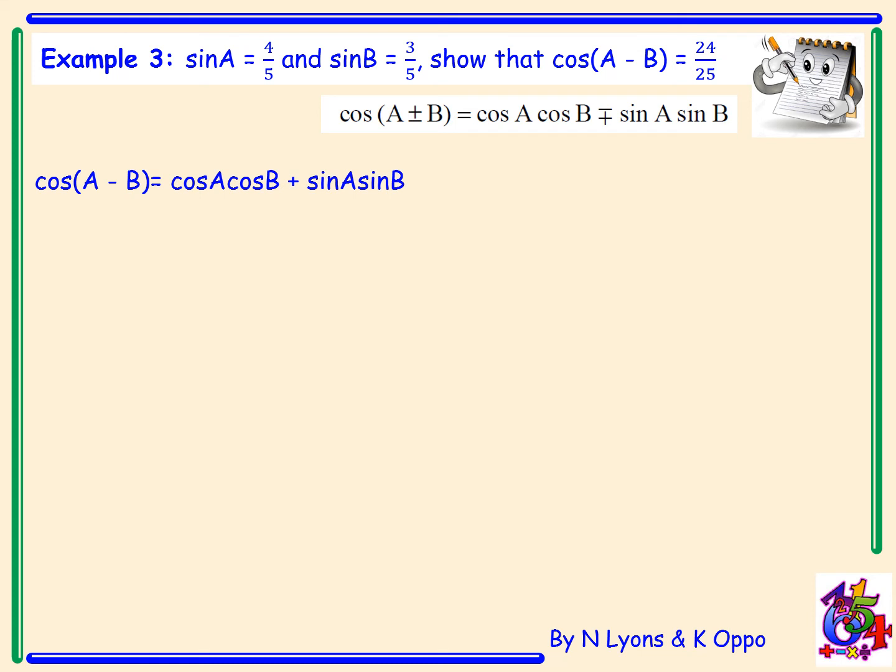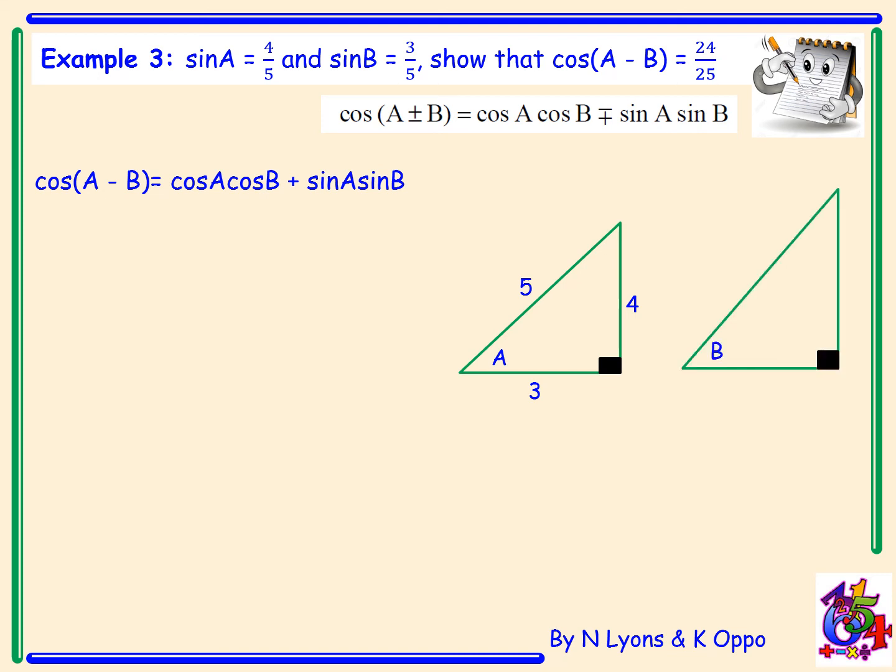Having a look at the question, we only have the exact values for sin A and sin B. Therefore, we will need to draw right angle triangles to obtain the exact values for cos A and cos B. So if we draw our first triangle with A, sin A is 4 over 5, so opposite is 4, hypotenuse is 5, and this would be a 3, 4, 5 Pythagorean triple triangle. Our second triangle with angle B has an opposite of 3, hypotenuse of 5, and the missing side will then be 4. So from this, we can see that cos of A is 3/5 and cos of B is 4/5.